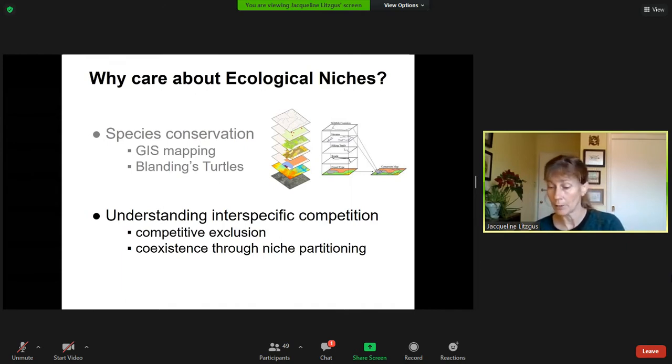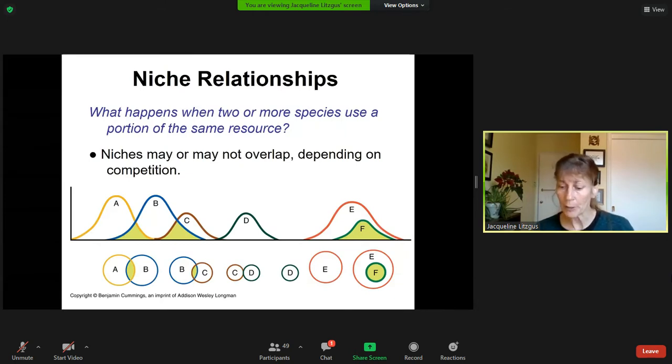Okay. So what happens when two or more species use a portion of the same resource? How could this look? We can see niches that are overlapping or not, and this is going to depend on the level of competition, right?